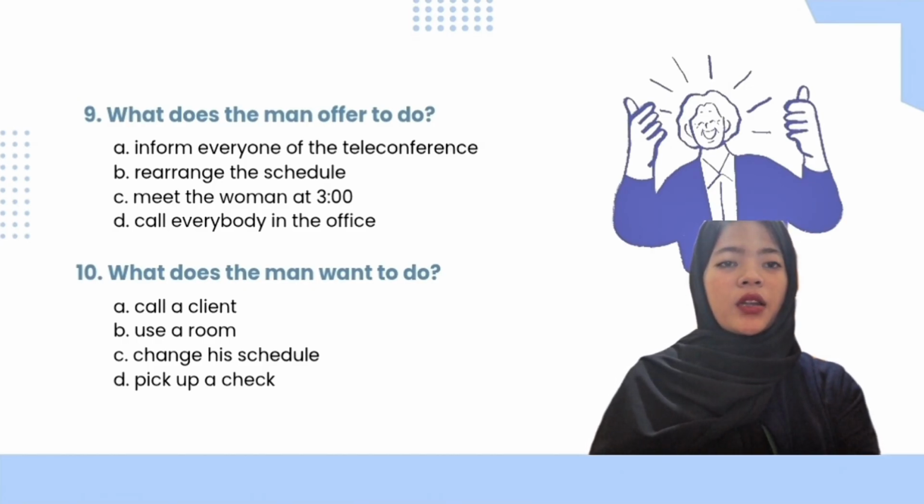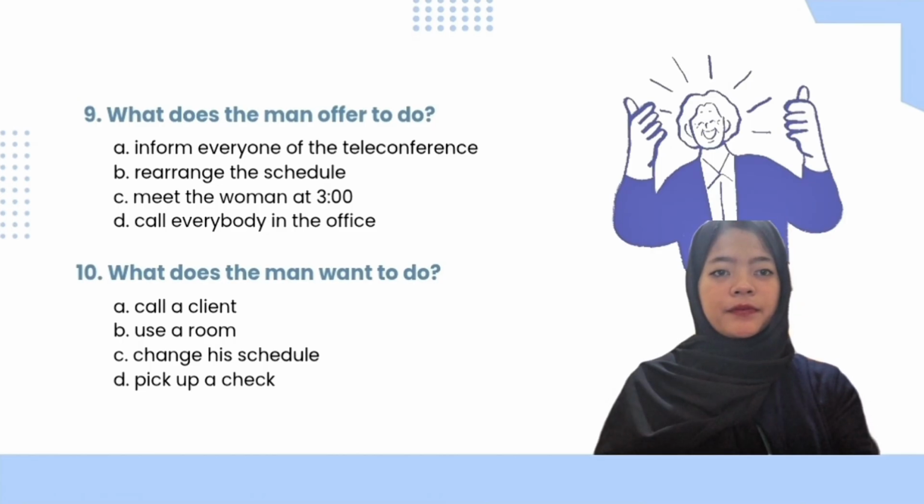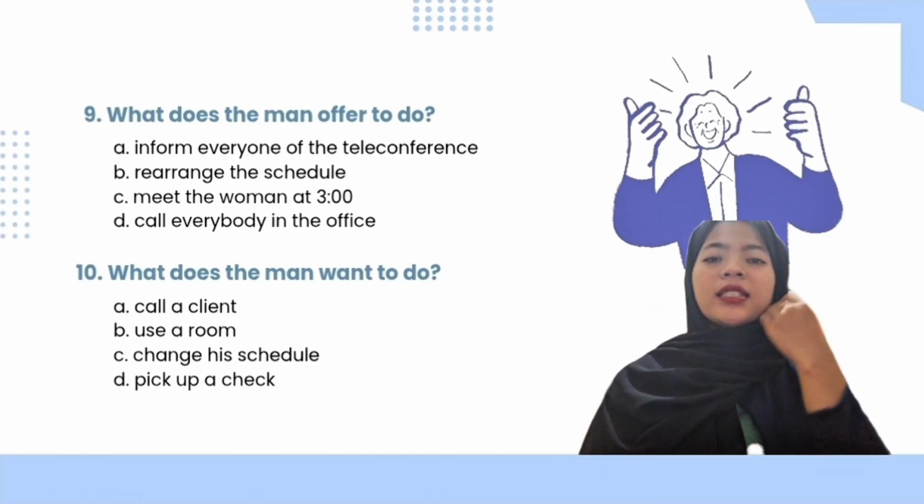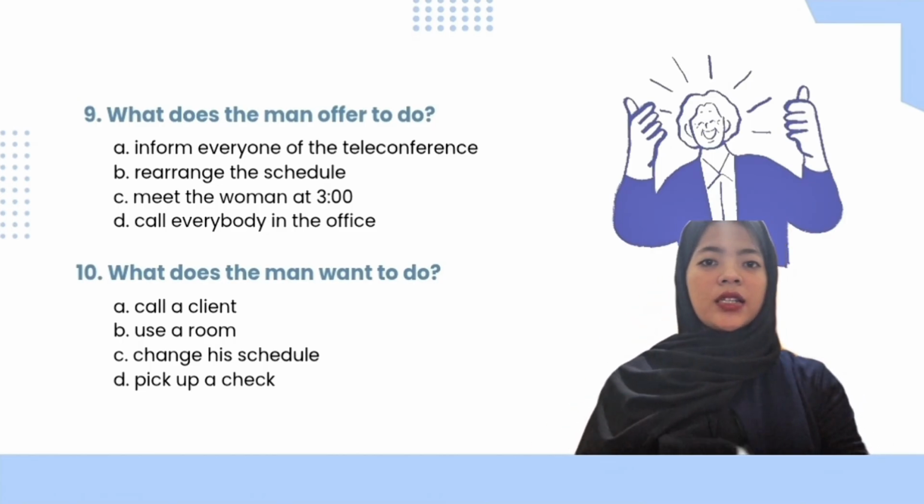Tip for number 9: when you see a question asking what does the man offer to do, you can only focus on future action and phrases like I can, I will, or let me. Okay, now let's discuss question number 10.